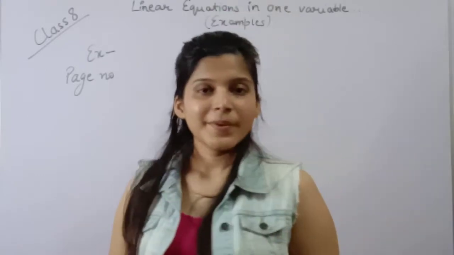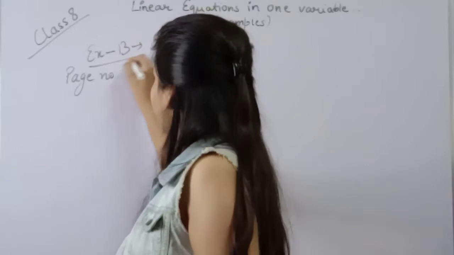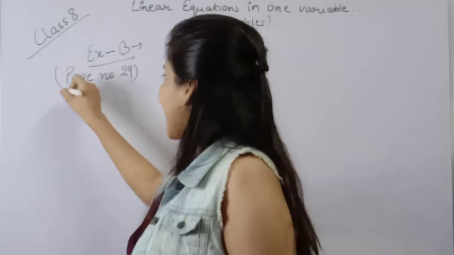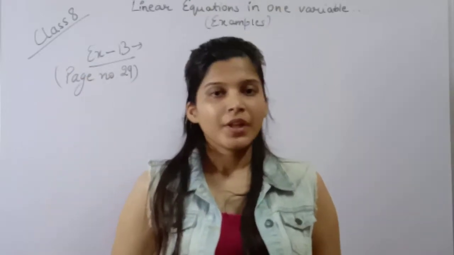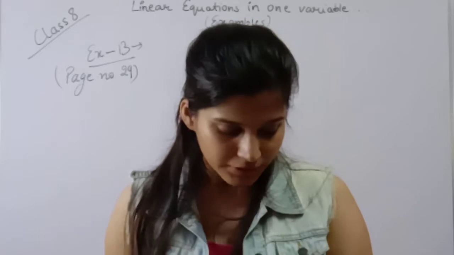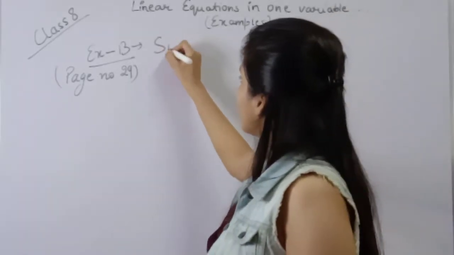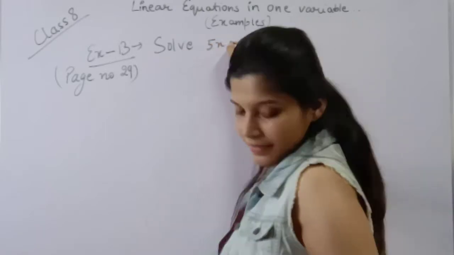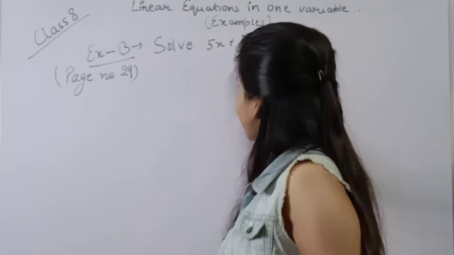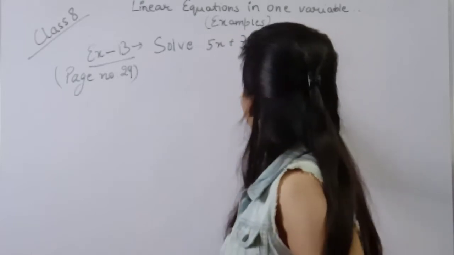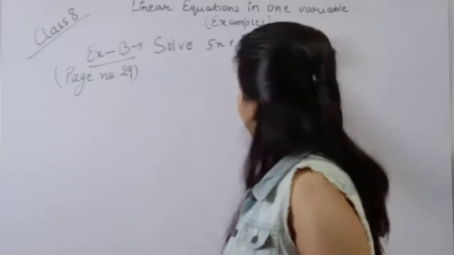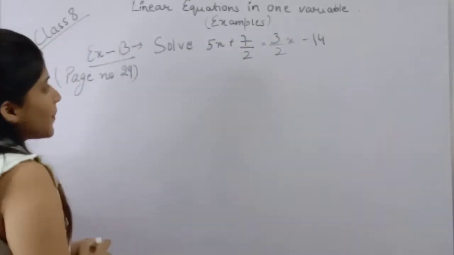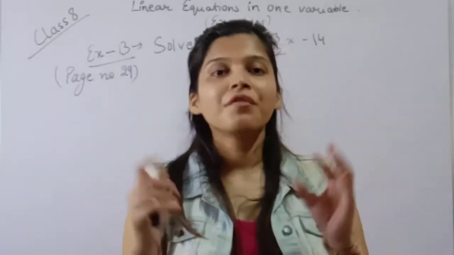Okay, so in this video we will be starting with our example number 13, and example number 13 is on page number 29 of our NCERT book. Alright, so example number 13 says solve, and the equation is 5x plus 7 upon 2 equals to 3 upon 2x minus 14. Okay, so this is our equation and we have to solve for the value of x.